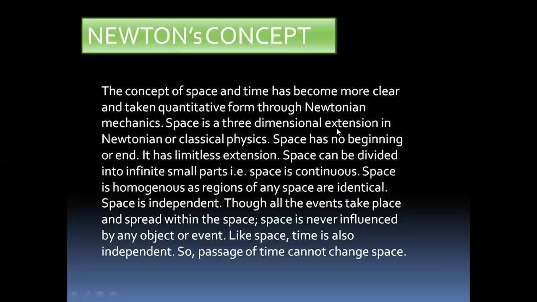Space is a three-dimensional expression in Newtonian or classical physics. Space has no beginning or end. It has endless extension. Space can be divided into infinitely small parts. Space is continuous. Space is homogeneous, as all regions of space are identical. Space is absolute. It is independent. So all events take place and spread within space. Space is not influenced by any object or event.